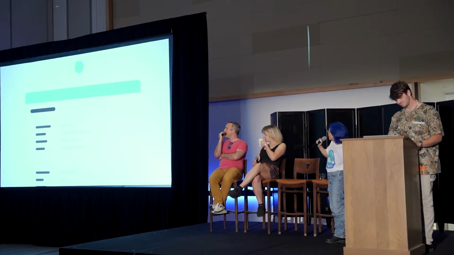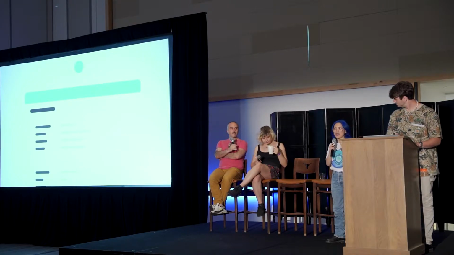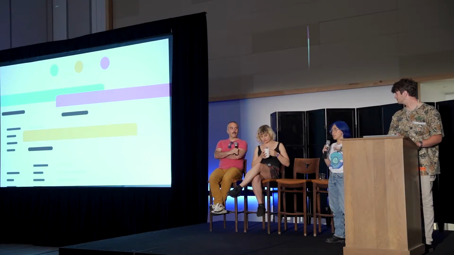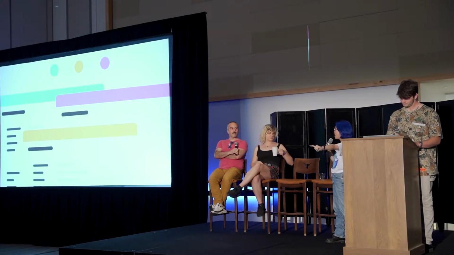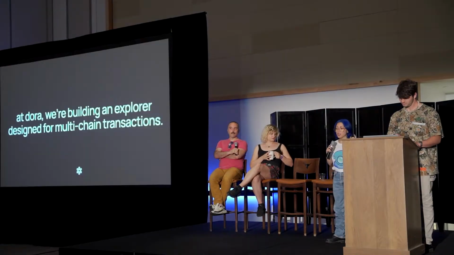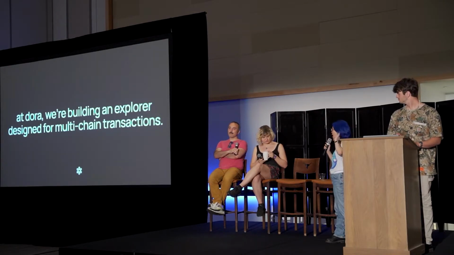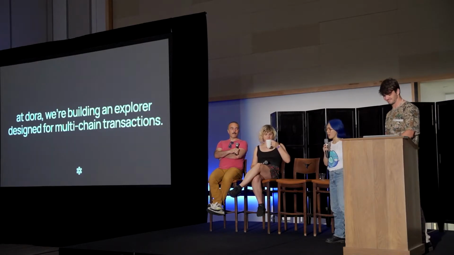Right now, instead of going to one site, going to 2 sites, going to 3, you're going to multiple sites to bridge. And it's overly complicated, but it doesn't have to be that way. And so let's talk about how Dora can make it simpler. We're building an Explorer designed for the multi-chain future. And I'm going to hand this off to Julian, our amazing designer, who will talk more about what we're thinking.